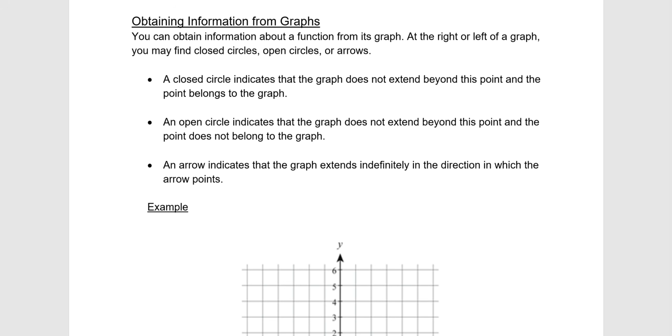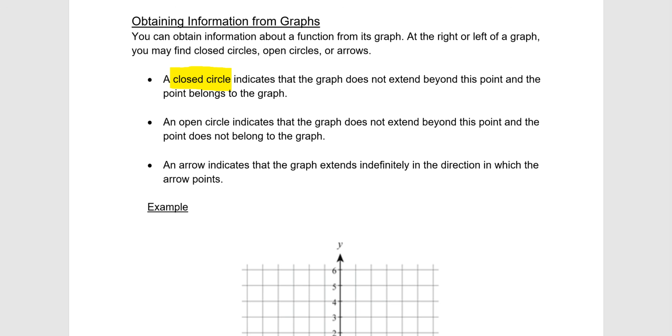Okay, next we're going to be obtaining certain information from graphs. We're going to do this by looking all the way to the left on the graph and all the way to the right. There are essentially three different options for these endpoints. We can have closed circles, open circles, or arrows. If we have a closed circle at the end, which could also be within the graph, a closed circle indicates that the graph does not extend beyond this point.